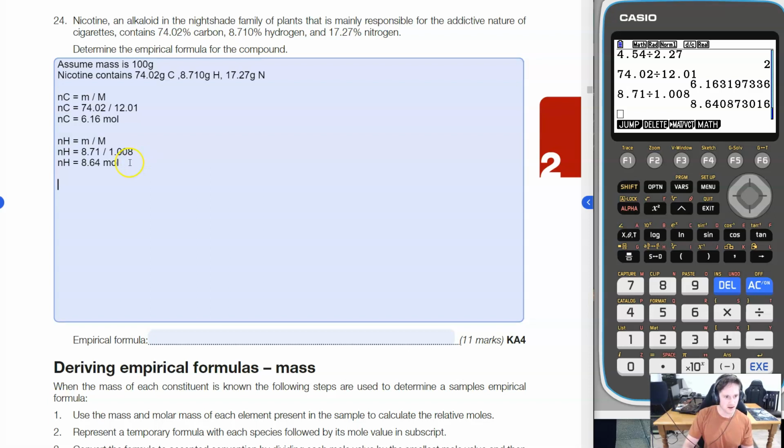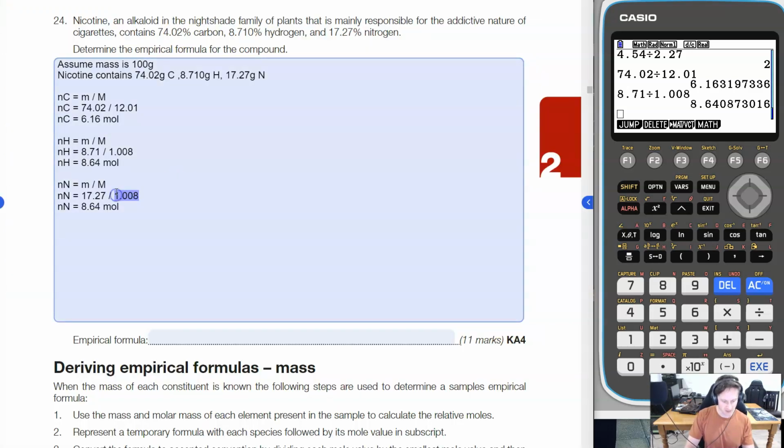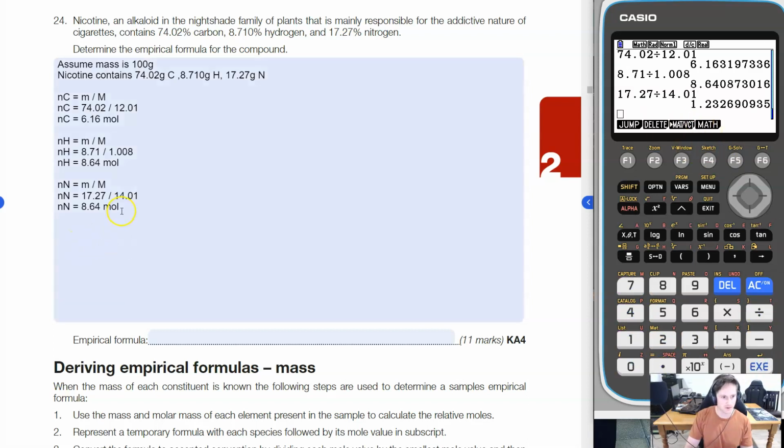And then the number of moles of nitrogen is going to be 17.27 grams divided by the molar mass of nitrogen. So let's go have a look. Nitrogen is 14.007. I've always done 14.01, so I'm just going to do that. Set in my ways. So that's 1.23.